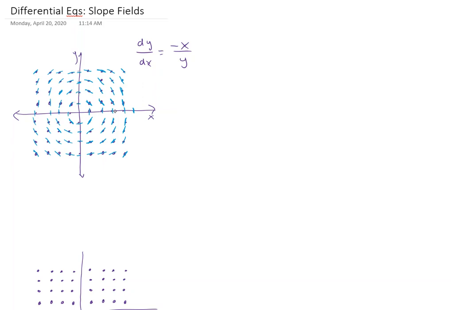So what happens along the x-axis? Well, along the x-axis, y equals 0, and we know that we have a number over 0. We have a vertical slope, and a vertical slope is what I'm trying to depict here.